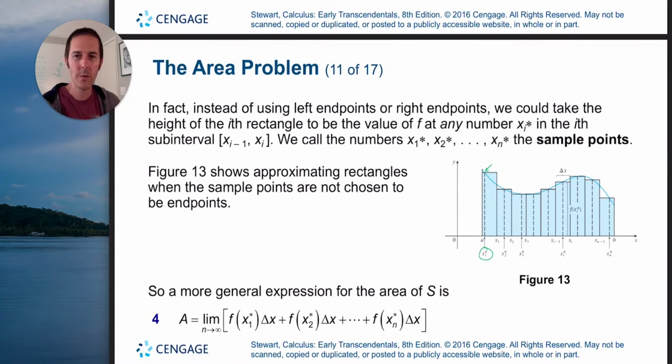What we're being told is that instead of using left or right endpoints, we could take the height of the ith rectangle to be the value of f at any number in that interval for that rectangle. And the author is calling these x sub 1 star, x sub 2 star sample points. Okay, I'm not familiar with that. I understand that still helps me find the area of a rectangle. The width of it is still delta x, except the height of it is now f of x sub 1 star.